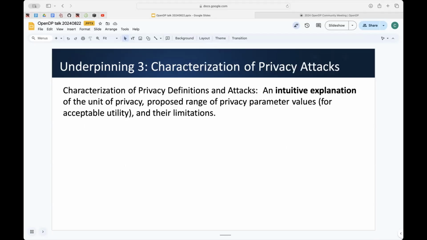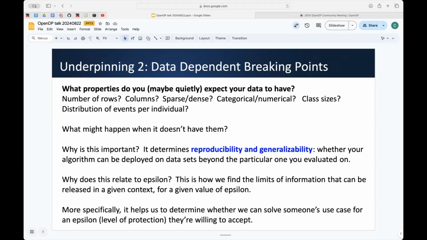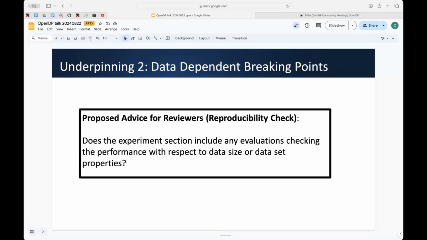All right, 3. This is the popular one. Nobody's going to argue with this one. I think I heard this a lot this past week. Characterization of, do this real quick. So note whether we can solve someone's use case for an epsilon value or level of protection that they're willing to accept.